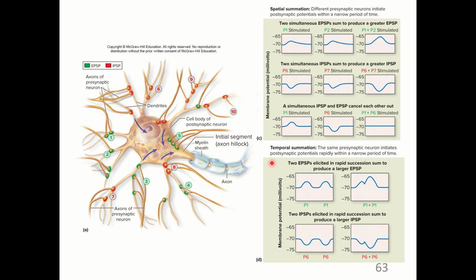In temporal summation, the same presynaptic neuron initiates postsynaptic potentials rapidly within a narrow period of time. So P1 can send signals, and they will add together to bring us towards our threshold. Or, in the case of P6, which is inhibitory, it is sending inhibitory signals one after the other, taking us away from threshold.